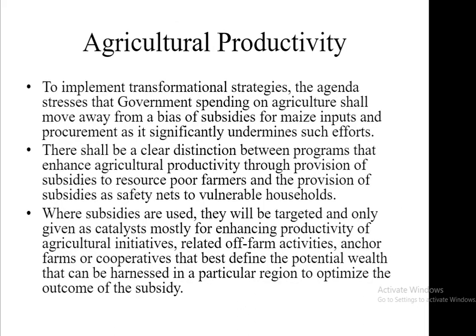To implement transformation strategies, the agenda stresses that the government spending on agriculture will move away from a bias of subsidies for maize inputs and procurement, as it significantly undermines such efforts. There will be a clear distinction between programs that enhance agricultural productivity through provision of subsidies to resource-poor farmers and the provision of subsidies as safety nets to vulnerable households.